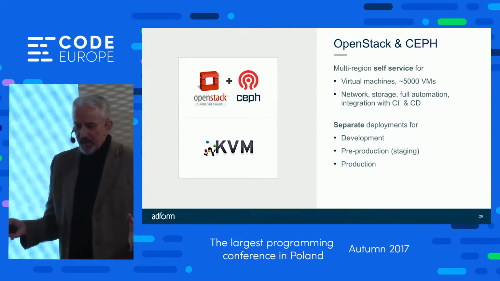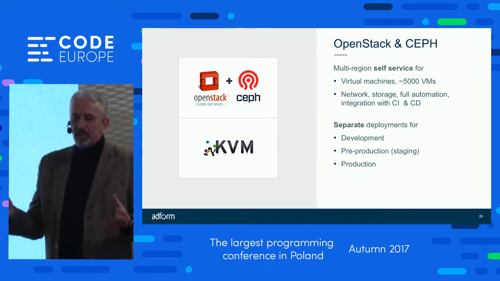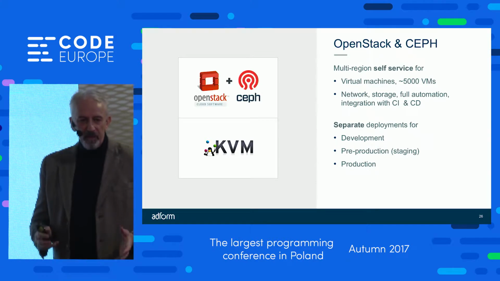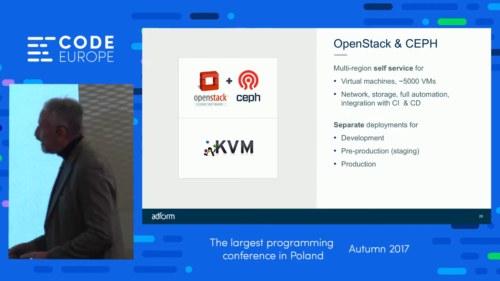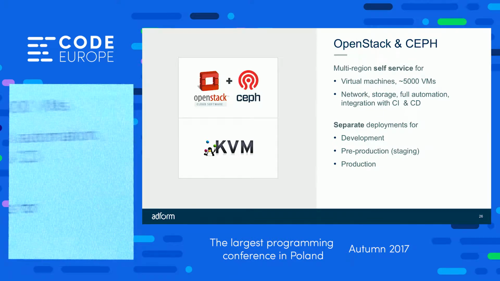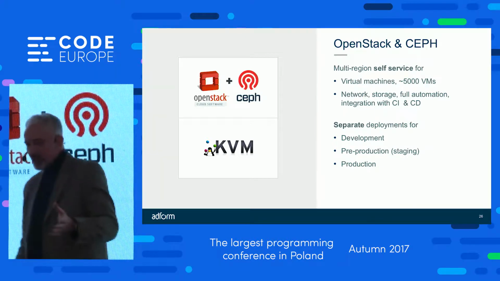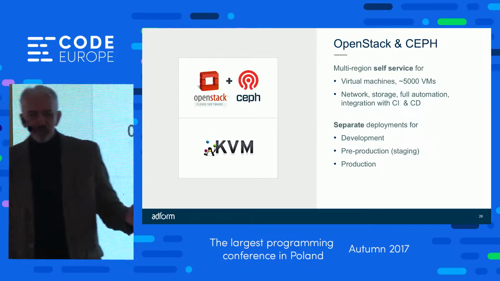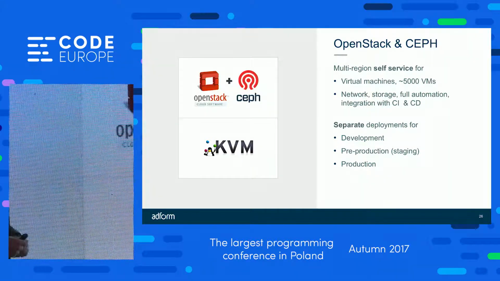So inside our own data centers, we use OpenStack to build our own cloud. We use Ceph as our slow speed storage. So if you're not familiar with Ceph, it's essentially an implementation of S3 that you can use in your own private cloud.